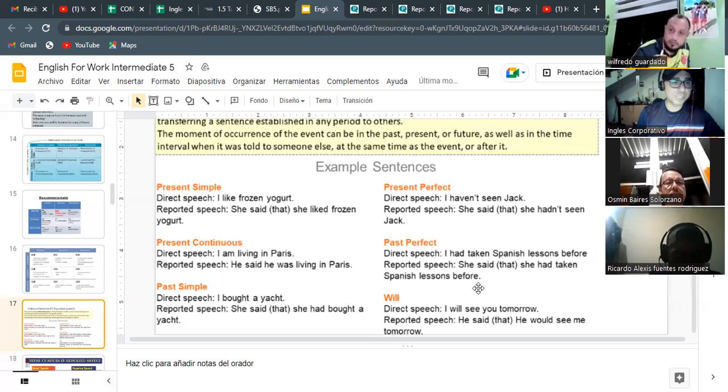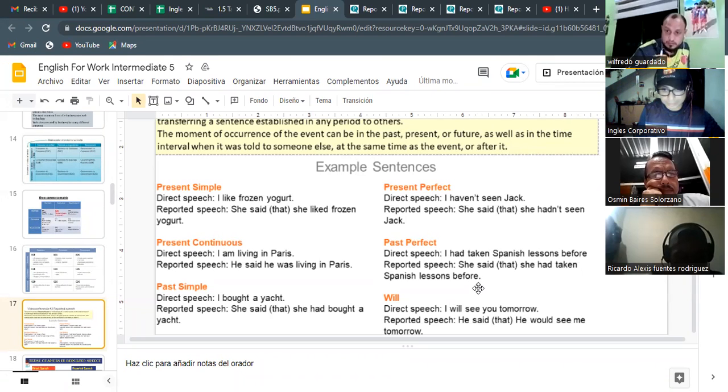Why? Because there is no tense before the past perfect. There is no other tense. So in this case, the same, past perfect. I had taken Spanish lessons before. She said she had taken Spanish lessons before. Remember that the rules apply for the negatives, but we're going to check the negatives later on.